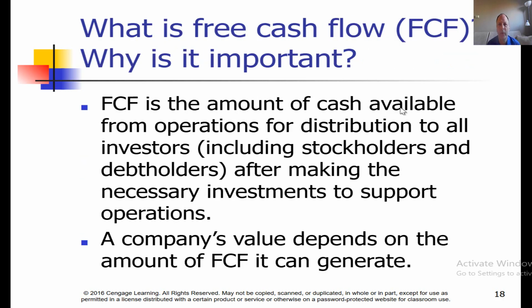So in summary, what is free cash flow and why is it so important? Free cash flow is the amount of cash available from operations for distribution to all investors, including stockholders and debt holders, after making the necessary investments to support operations. A company's value depends on the amount of free cash flows it can generate in the future.